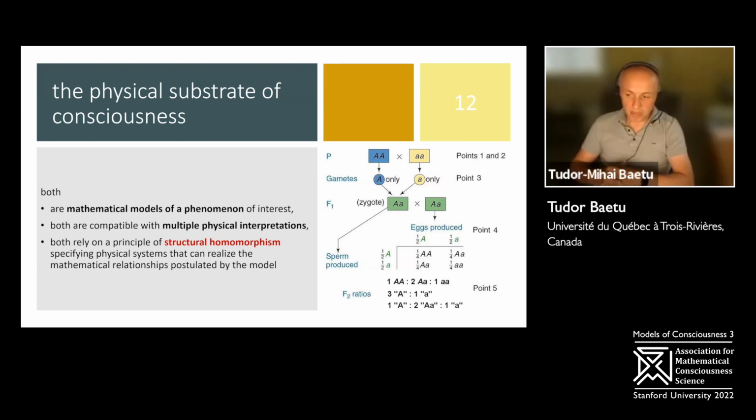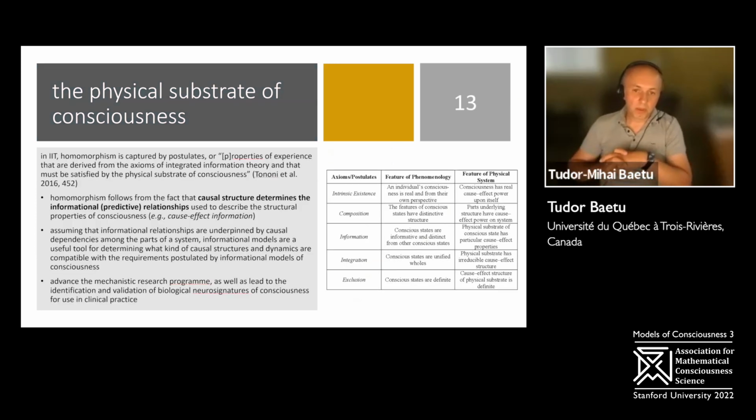in which the mathematical model of the phenomenon, the structure of it, reflects or is partially isomorphic with the structure of physical systems. Now, in the case, for example, of the IIT, which I think is the best articulated information model, homomorphism is captured by the postulates of the theory, which Tononi describes as the properties of experience that are derived from axioms of integrated information theory, and that must be satisfied by the physical substrate of consciousness.